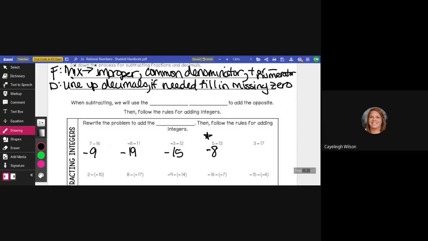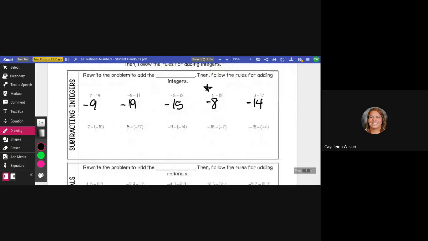Same thing with 3 minus 17. 3 is positive, 17 is negative. So different signs, subtract. So 17 minus 3 is 14. 17 is bigger, it's negative. So negative 14. All right, this next section down here, it looks like they're all subtracting a negative. And remember, when we subtract a negative, minus a negative becomes plus a positive.